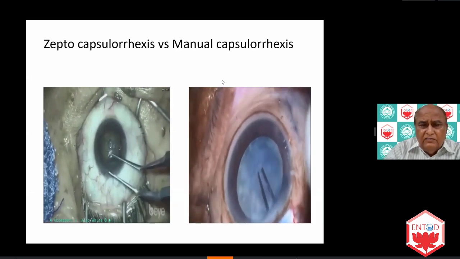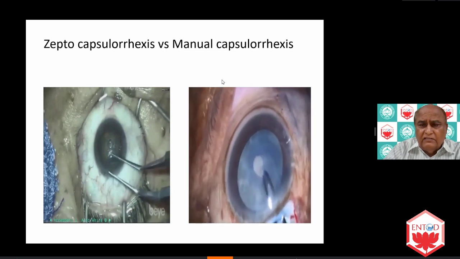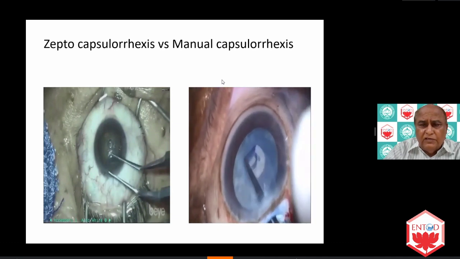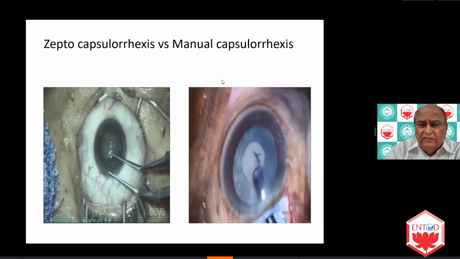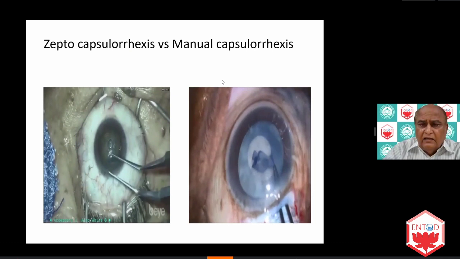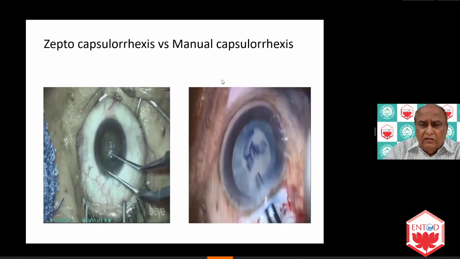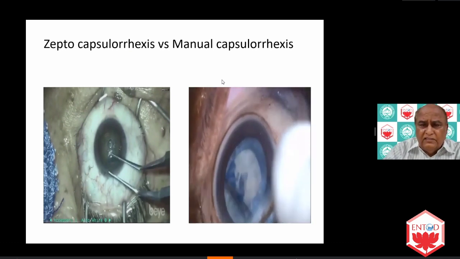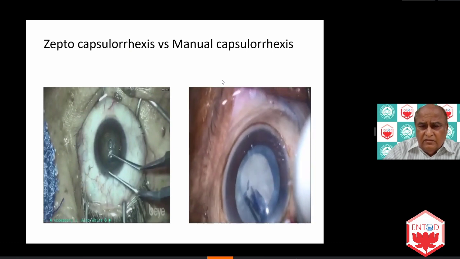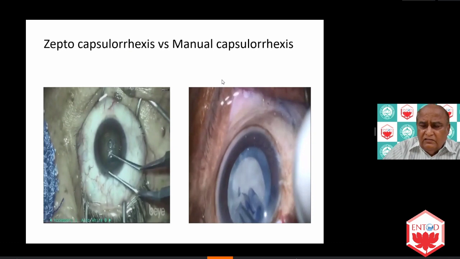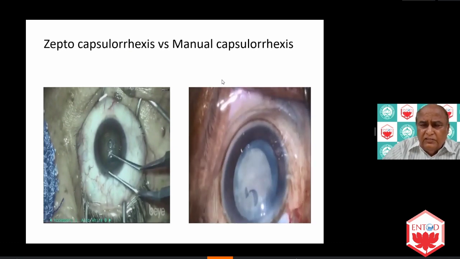On the other side, you see it's also done in the same way, as I have already shown you, that a spiral rexis is very good for hypermature cataracts or mature cataracts. And these kinds of cataract are very common in India. We are all used to doing capsular rexis easily in these cases, just with methylcellulose. So viscoelastic is usually used and you can perform the surgery.